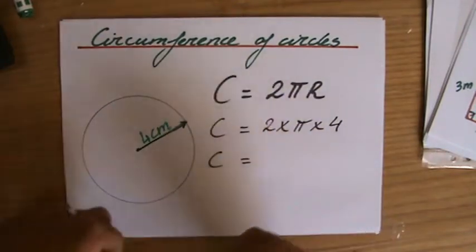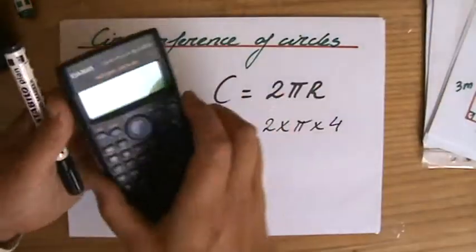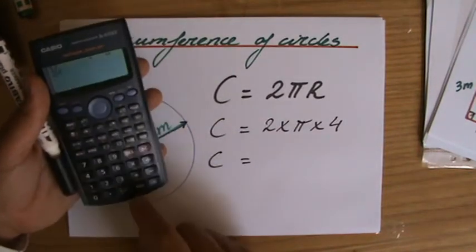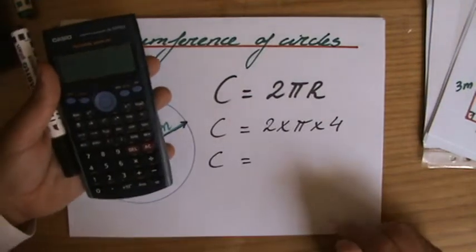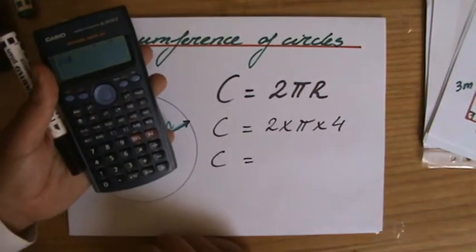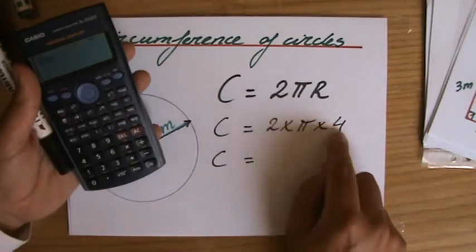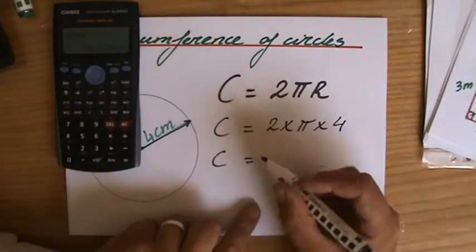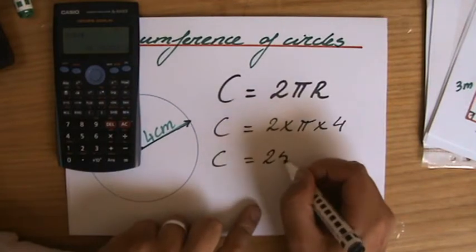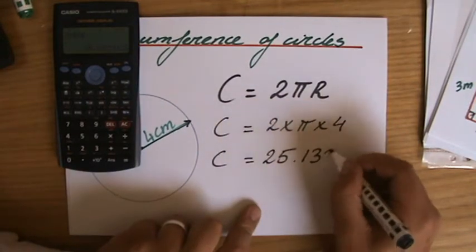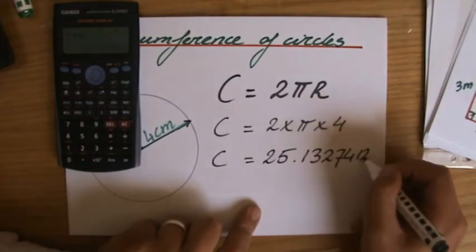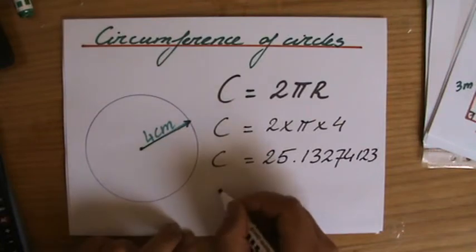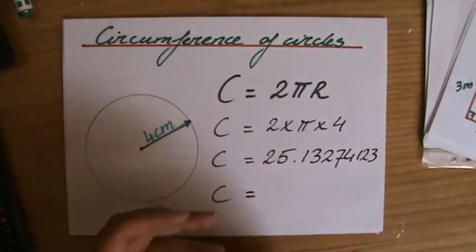So what does the circumference equal to? I can just grab my calculator now. It is 2 times pi. Yeah, you make sure you know where your pi button is. For me it's shift and then the standard form button, times the radius, which is 4, equals. Okay, I'm gonna put it here, and it tells me it is 25.13274123. And all answers which are not accurate, we have to round to 3 significant figures.